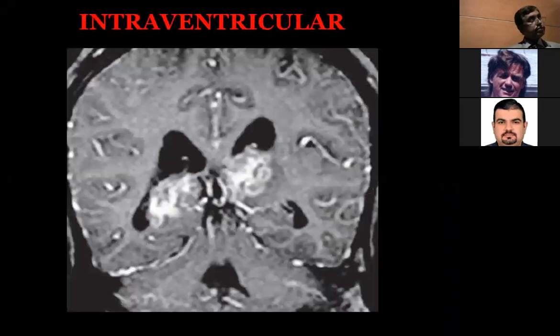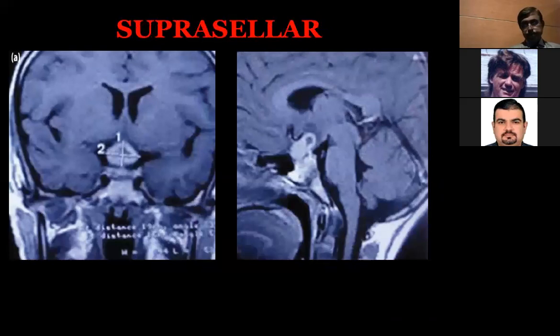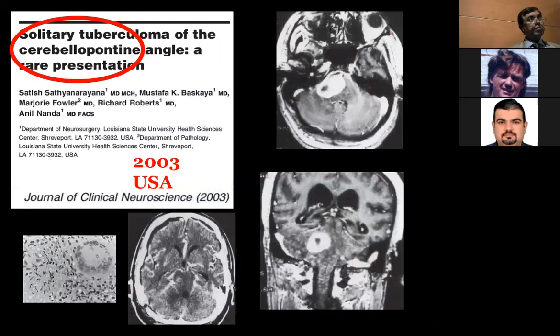Tuberculomas can also be in very unusual locations, like intraventricular, suprasellar, and this was in the cerebellopontine angle. The commonest lesions in the cerebellopontine angle in frequency are vestibular schwannoma, meningioma, epidermoid. But people forget about the other manifestations of other lesions in that area. Again, suprasellar area.